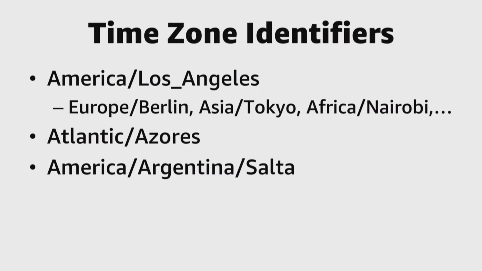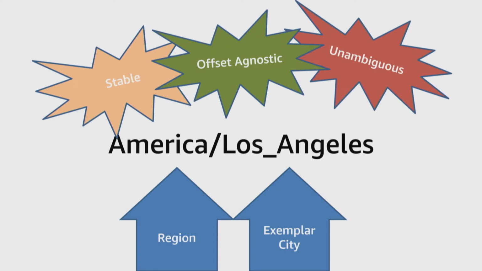The time zone identifiers take a form that looks something like this: a continent or an ocean, some exemplar city, or in some cases the name of an island or a name of a location. A very few time zones have 3 parts, like the America-Argentina Salta one you see at the bottom. These are much less common. There's only a few of them that are in modern usage. Again, region plus exemplar city.